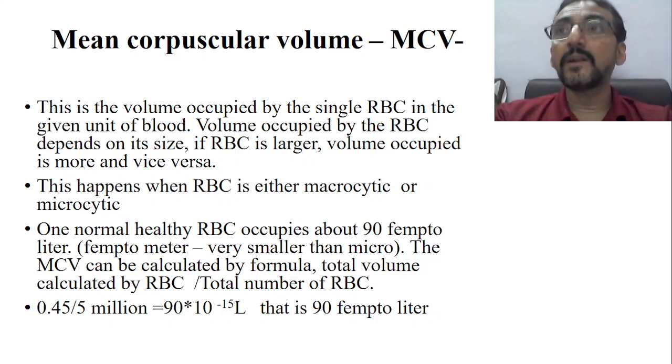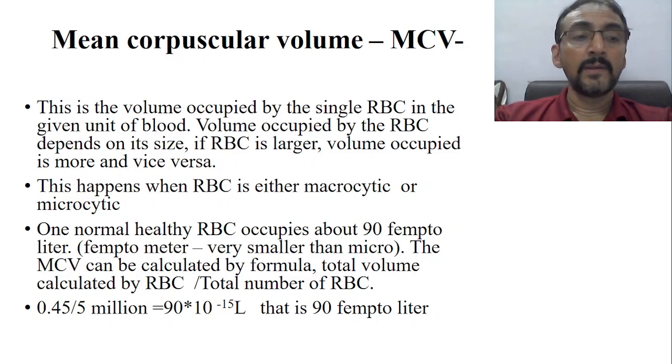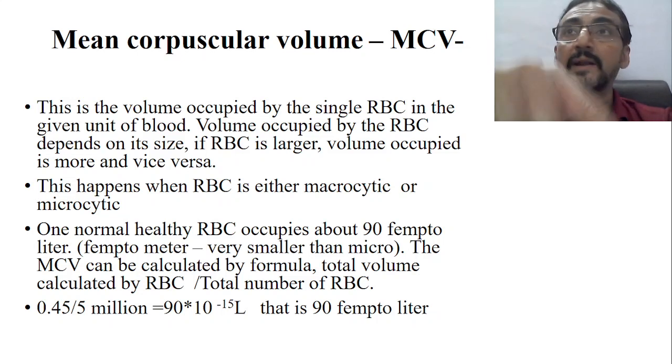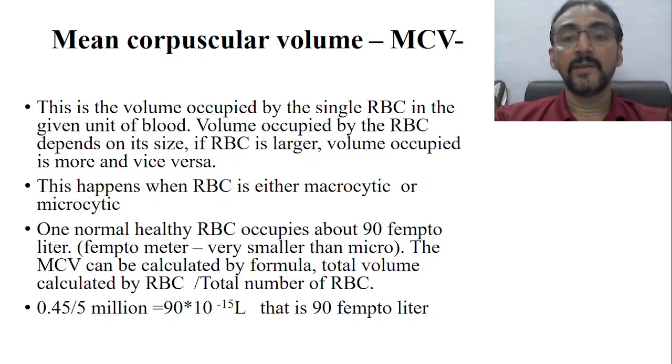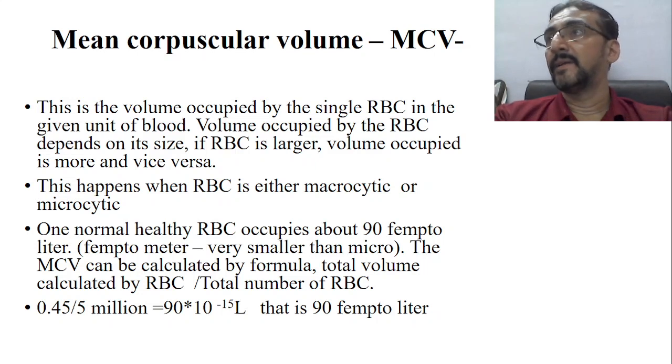So PCV divided by RBC count, if you divide this, it comes almost to around 90 into 10 to the power minus 15 liter. That is 90 femtoliter. 90 femtoliter is the normal MCV. If MCV is less than 90, usually in the report they give a range, not exactly 90, something like 87 to 92.